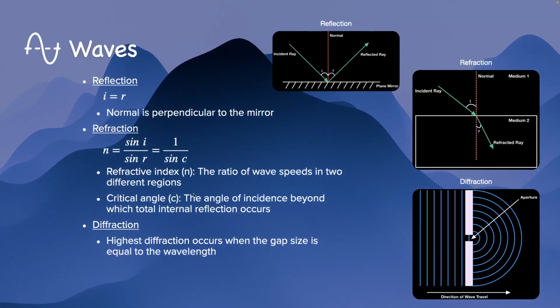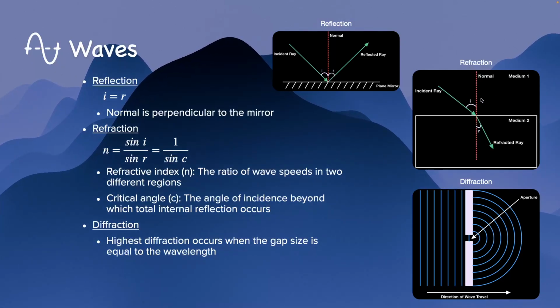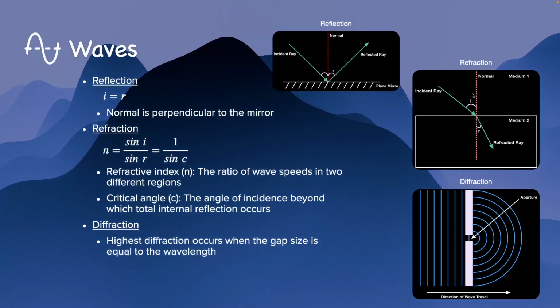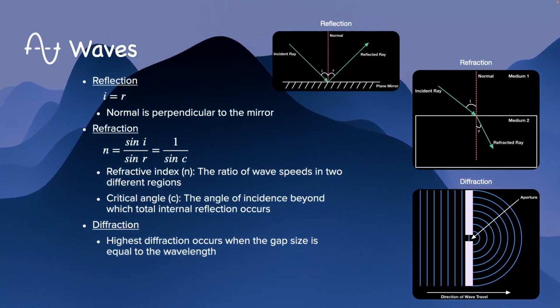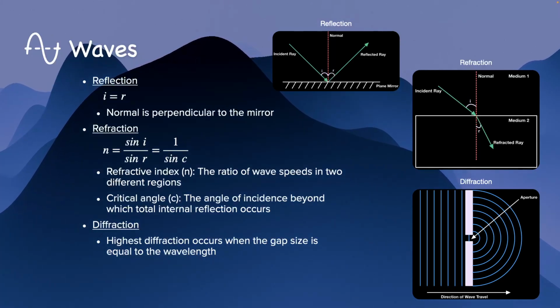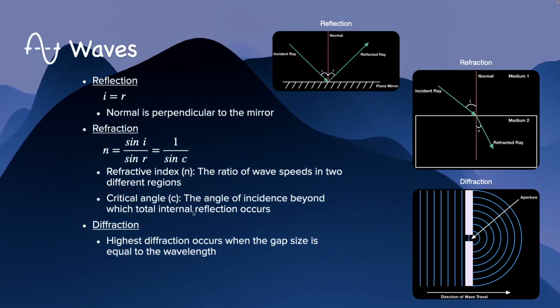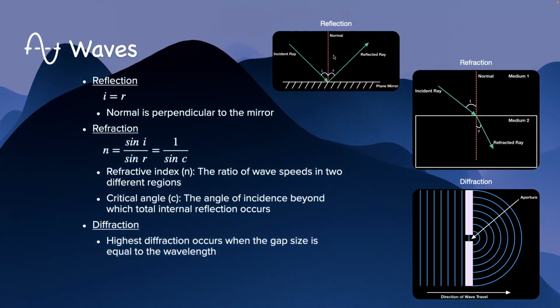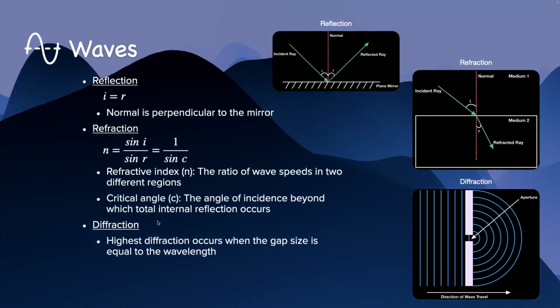The critical angle is the angle at which total internal reflection occurs, beyond which total internal reflection occurs. So for example, if the angle is 43 degrees, if you increase the angle more than that, the wave will just reflect off of the denser medium, which would be similar to your reflection, but it actually happens due to the refractive index.